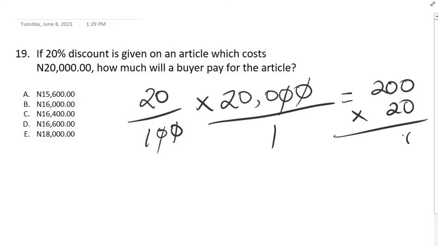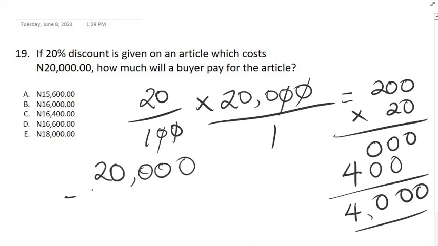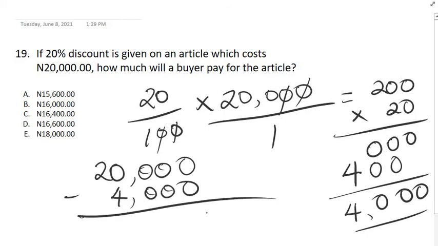Use 0 to multiply through. We have 0, 0, 0. 2 times 0 is 0. 2 times 0 is 0. 2 times 2 is 4. So 0, 0, 0, 4. 4,000 is the discount. So if 4,000 has been given as discount, what the buyer has to pay will be the amount 20,000 minus the discount given, which is 4,000. Okay, 0, 0, 0. 20 minus 4 is 16. So the buyer has to pay 16,000, which is B.